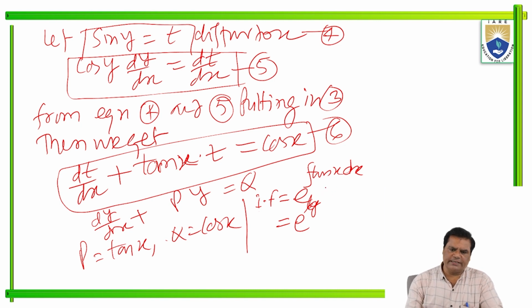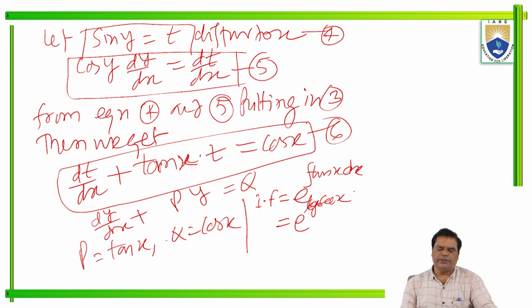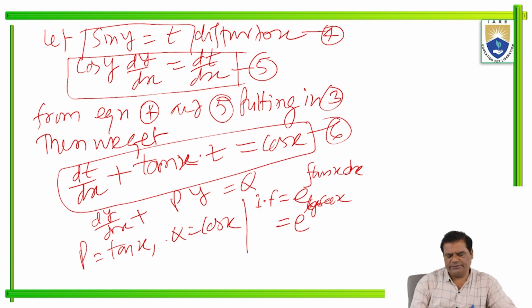The integration of tan x is log sec x. Differentiation of this gives 1 upon sec x times sec x tan x, which is tan x. So IF is sec x. This is the integrating factor.